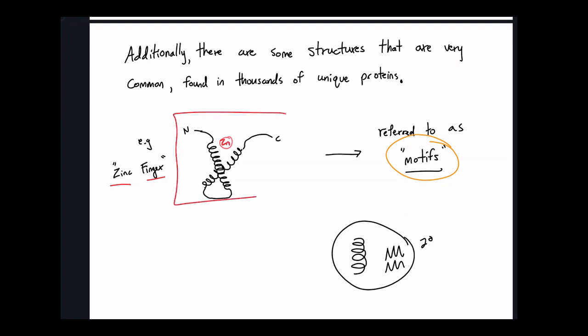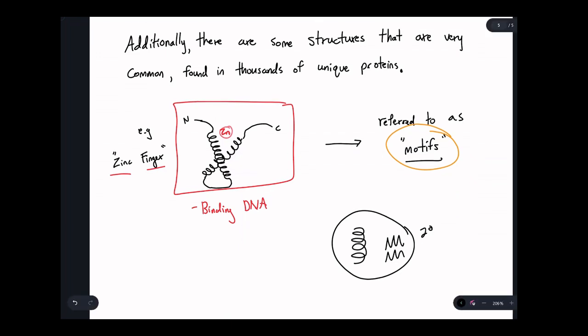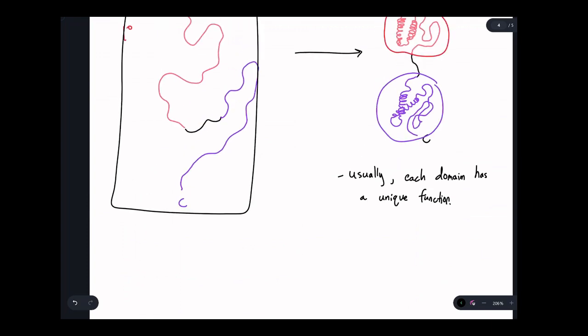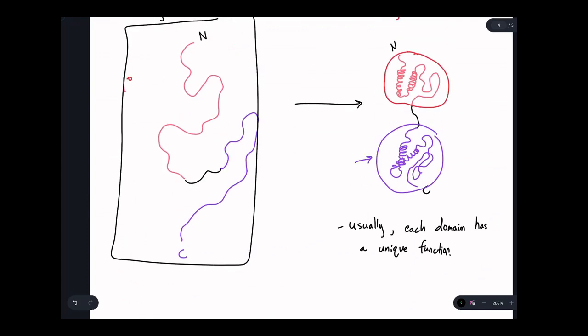Now, this zinc finger is actually really good at binding DNA. And you can imagine that there might be multiple proteins that want to bind DNA for different reasons. So it turns out if a protein's function involves binding DNA to do something, it tends to have a zinc finger somewhere in its structure. If we think back to these multi-domain proteins, perhaps this could be a zinc finger that binds DNA, and this could be some sort of other subunit that does something else, right?